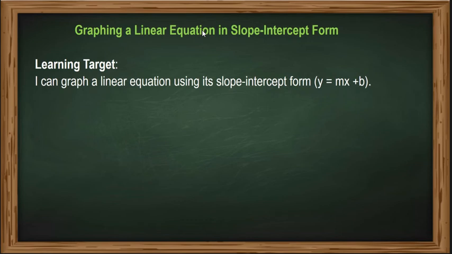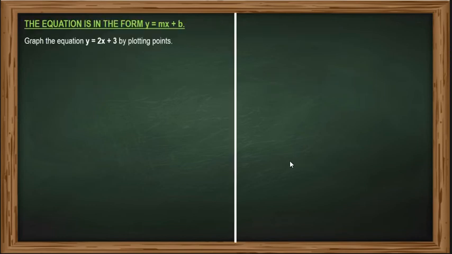For today's lesson, graphing a linear equation in slope-intercept form, we only have one learning target, and that is: I can graph a linear equation using its slope-intercept form y equals mx plus b. What if you are asked to graph the equation y is equal to 2x plus 3 by plotting points? How will you determine the points, and how many points are needed?